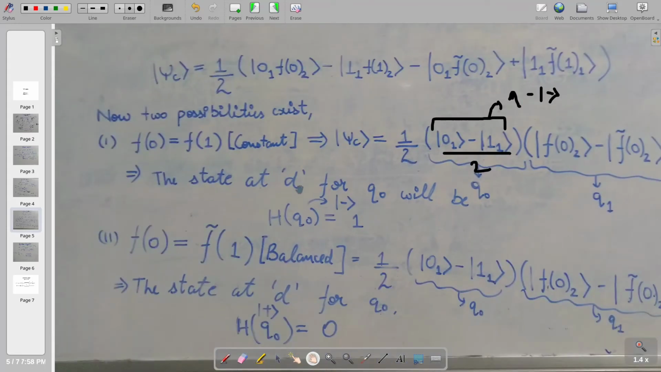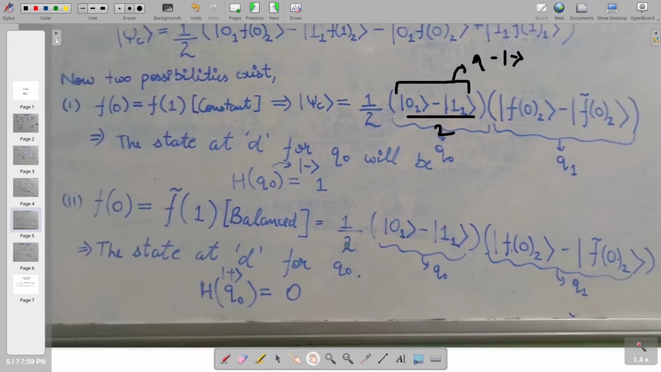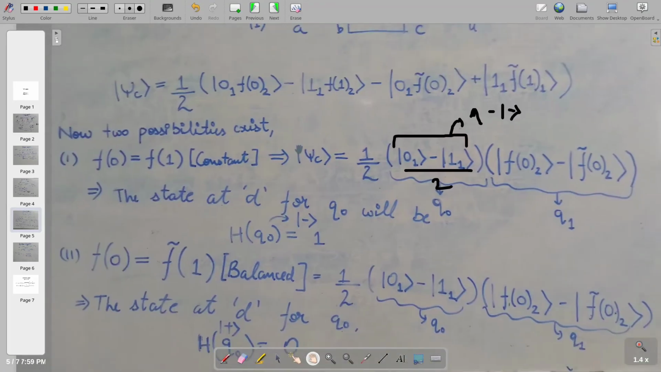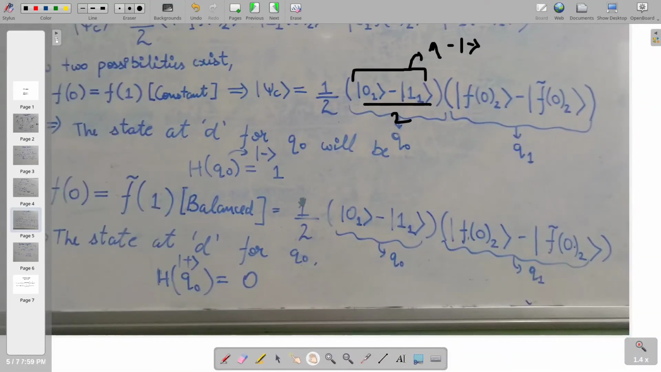So at D, if this was a constant function, the first qubit would be in the minus state, and we already know that Hadamard is a reversible gate. So when we apply a Hadamard to a minus state, we obtain a 1. And vice versa, if fx was a balanced function, then f0 will not be equal to f1, or we can say f0 is equal to negation of f1, which is the condition of the balanced case. We again apply this identity to the given state and factorize the equation to obtain the new equation.